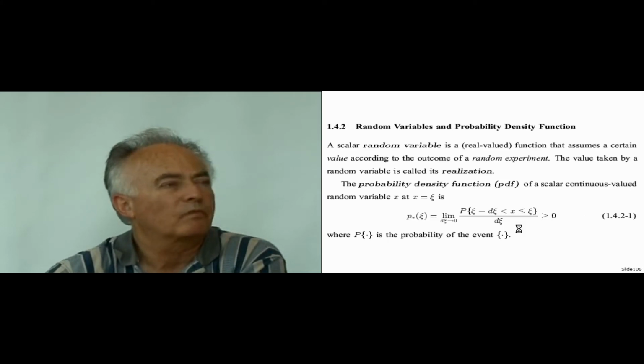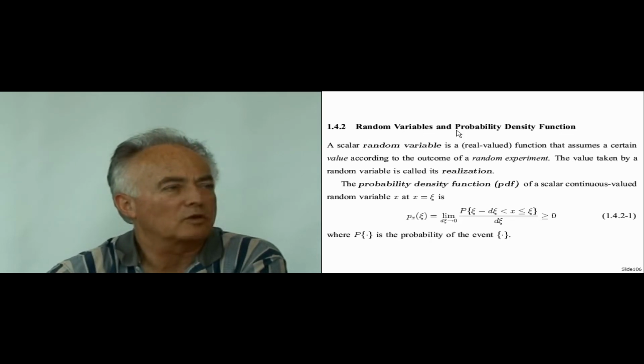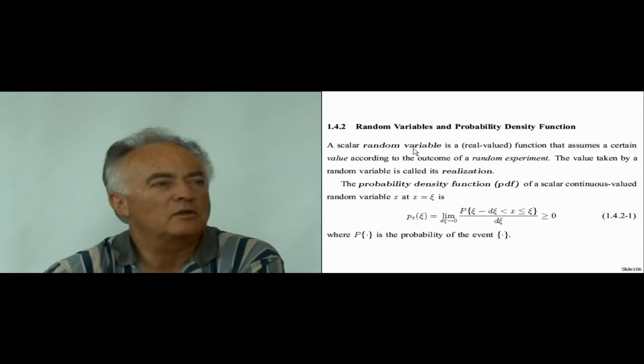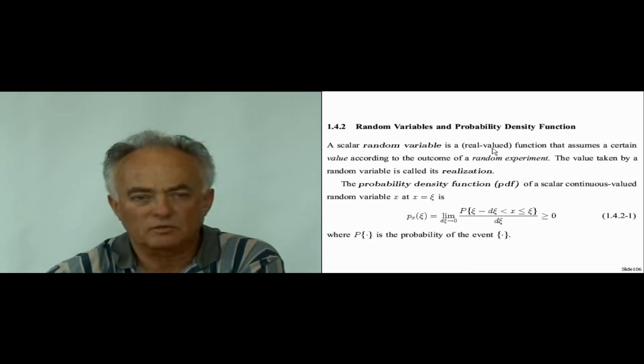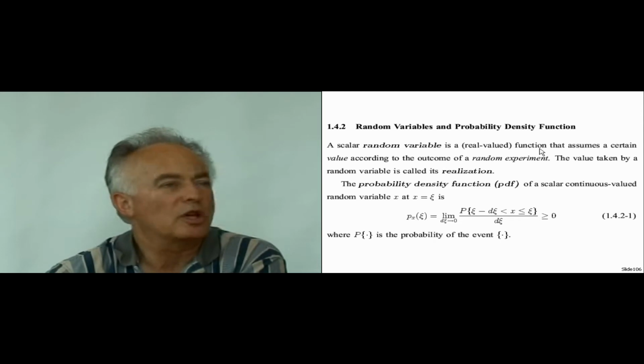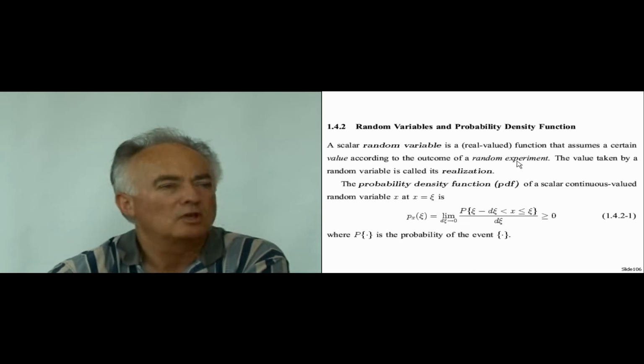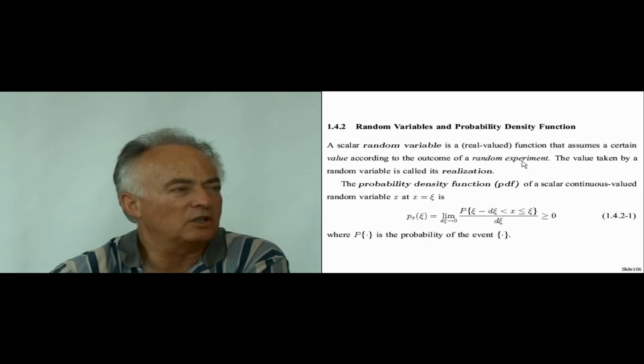Now, random variables and probability density function. We talk about a random variable as a real valued function, which takes values on the real line and assumes a certain value according to the outcome of some random experiment. The value taken by a random variable is called the realization of this random variable.